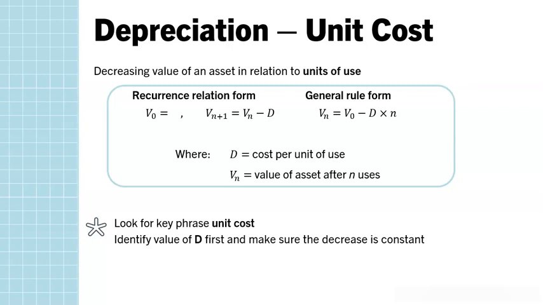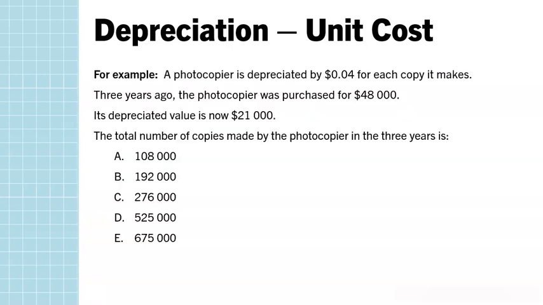Again, we're looking for key phrases. So our recurrence relation and our general rule form are exactly the same as flat rate, but you're looking for this phrase unit cost within the depreciation. And once again, your first step is always identify that value of D and make sure when you're putting it into the rule, you're getting a decreasing amount.